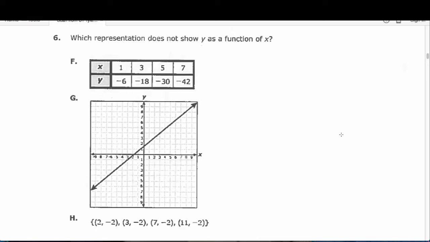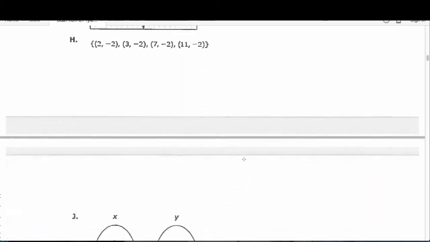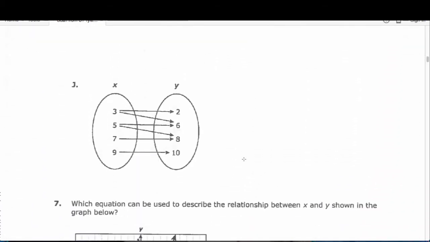Question 6. Which representation does not show y as a function of x? Table F, Graph G, points on H, or J.